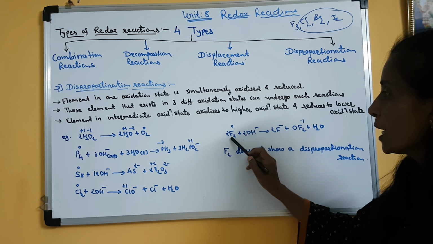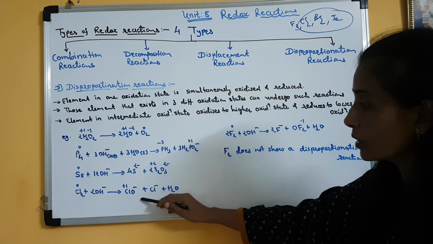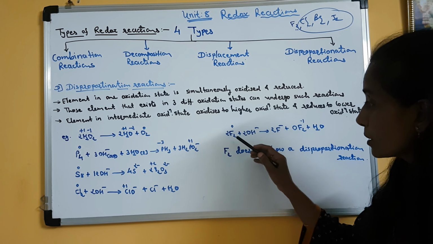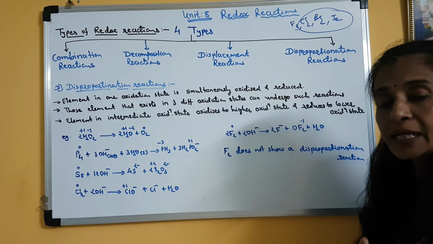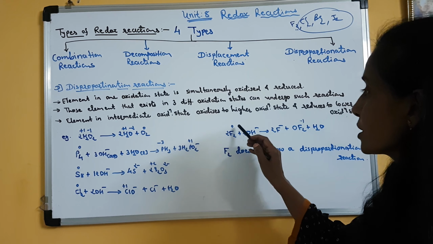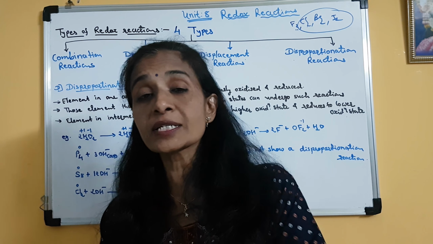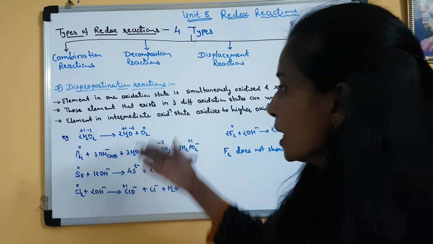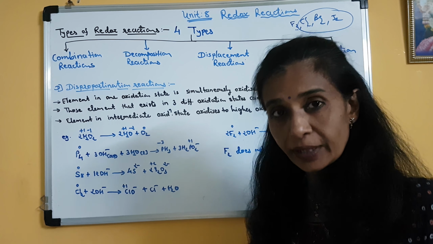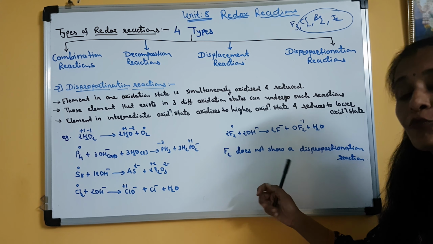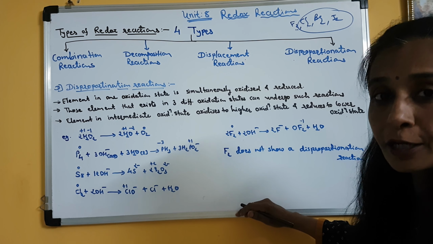So in this reaction, it is not a disproportionation reaction, though the conditions are the same. But fluorine cannot undergo a disproportionation reaction. Why? Because it can exist in only two oxidation states, 0 and -1. Fluorine is the most electronegative element of the periodic table. It can never be in a positive oxidation state. In the rest of the reactions, we have seen that the element is in 0, positive and negative oxidation states. But for fluorine, it is not possible to be in a positive oxidation state because of its high electronegativity.